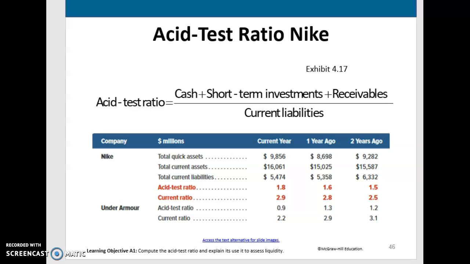Let's compare that to what's happening at Under Armour. Under Armour's acid test ratio slipped slightly below that 1.0 that we know measures the ability to repay our debts quickly. Their current ratio was fine, well within range. Does this indicate possibly that Nike might be holding too much cash? That's a consideration. They're double what their industry peer is, but they're not considerably high. So they might want to take a look at additional investments, additional things that they can do with their cash and short-term holdings.